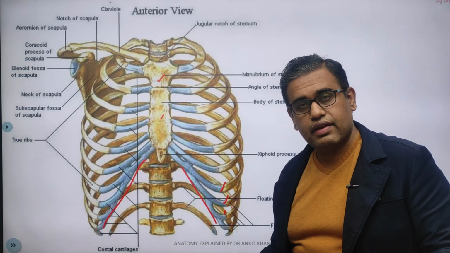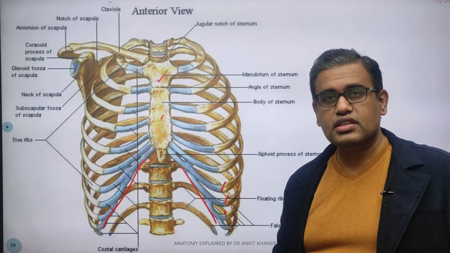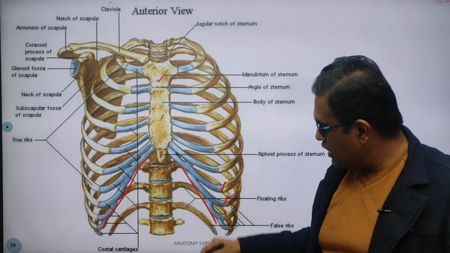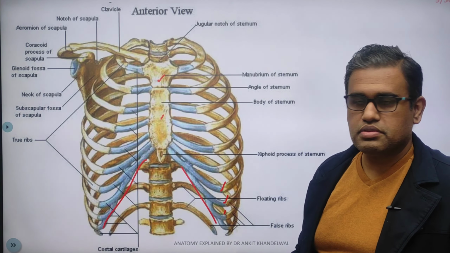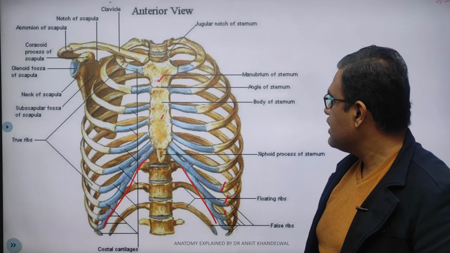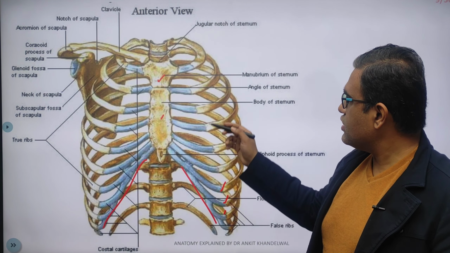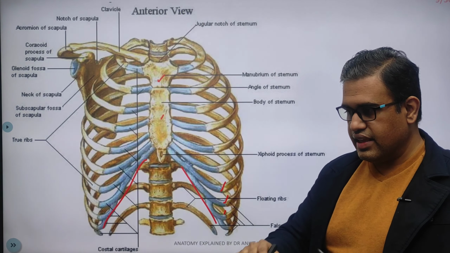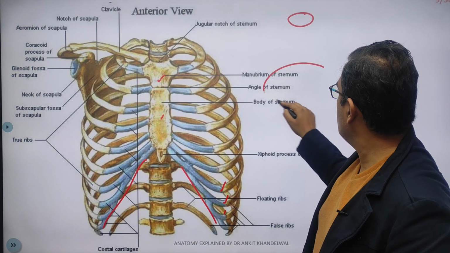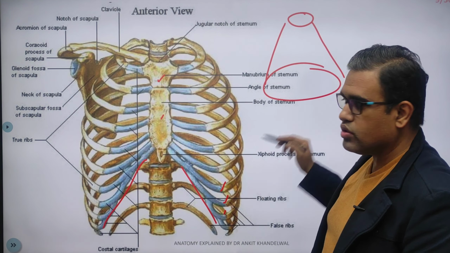So this is 7, 8, 9, 10. Now the last two ribs, 11th and 12th rib, they don't come anterior. They are known as floating ribs. So the true ribs are the upper 7 ribs. The lower 5 are basically the false ribs, and in those false, the lower 2 are the floating ribs, right? So this is how the ribs are coming, and you can see the shape of the thoracic cage also. It is like a truncated cone with a small superior aperture and a big lower aperture. It is shaped like a truncated cone.